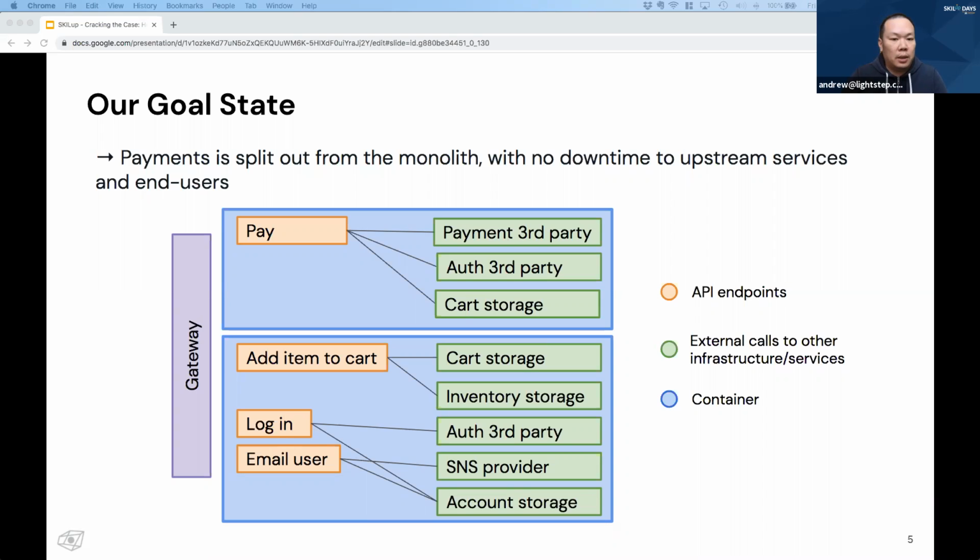As you can see, some of the third-party calls are shared by two services. Cart storage and authentication are still hitting the same endpoints. This is not a problem though, because we can simply use a shared library for calling these endpoints. But because the payment calls themselves are now split into a separate service, it can be horizontally scaled independent of the main service, and development of the new payment service is now decoupled from the main service, helping increase development velocities for both.